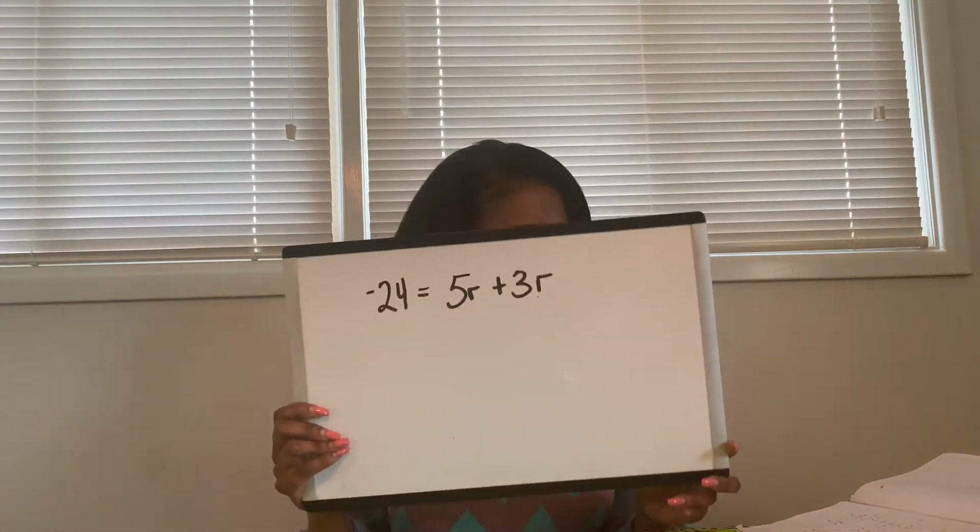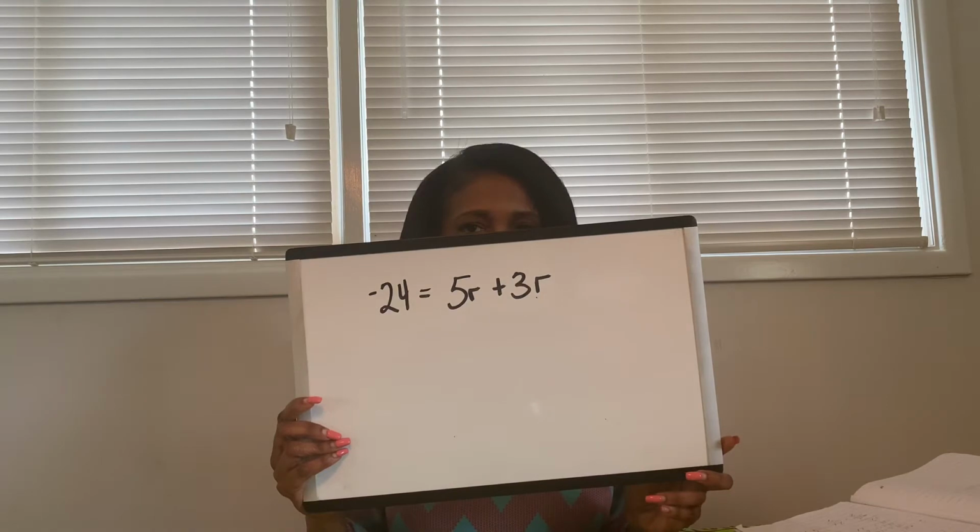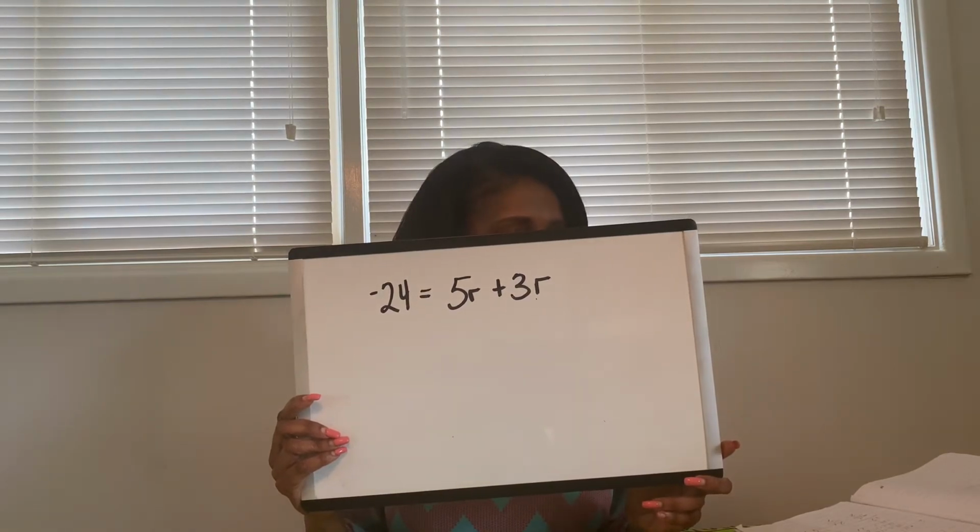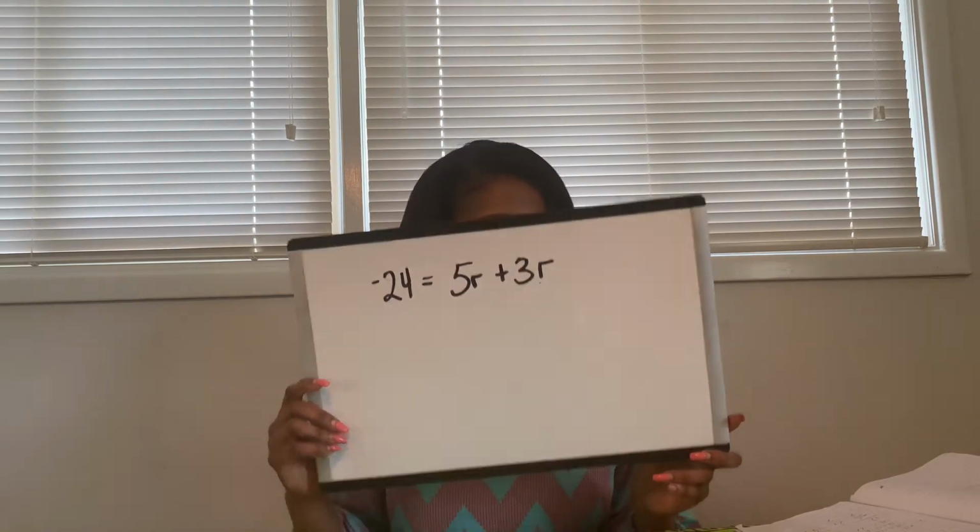The next equation is negative 24 equals 5r plus 3r. Negative 24 equals 5r plus 3r. Okay, you go ahead and try to work this problem, and I will also solve it, and we'll see if we come up with the same answer at the end, okay?